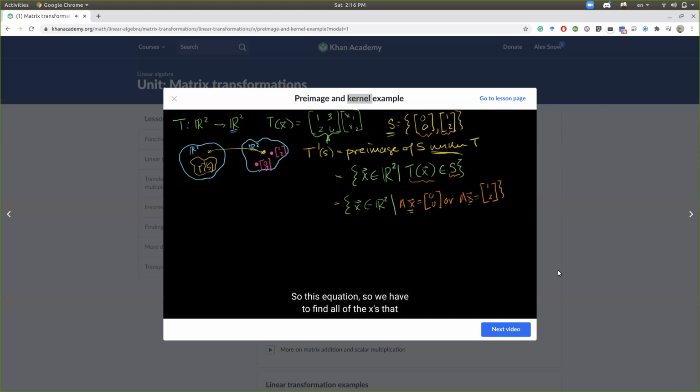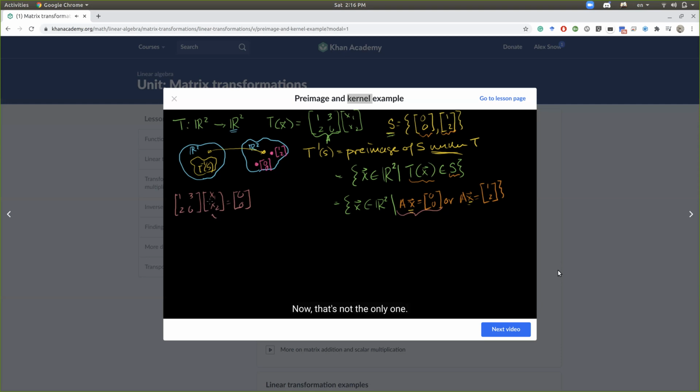The first one is the matrix 1, 3, 2, 6 times x1, x2 is equal to the 0 vector. We need to find all of the solutions to that. And you might already recognize that all of the x's that satisfy this are the null space of this matrix. I just thought I would point that out on the side.